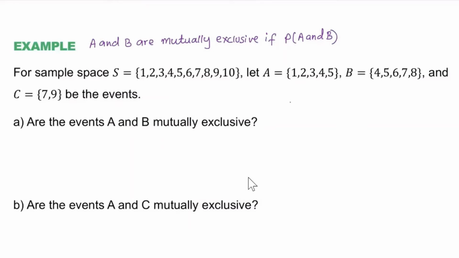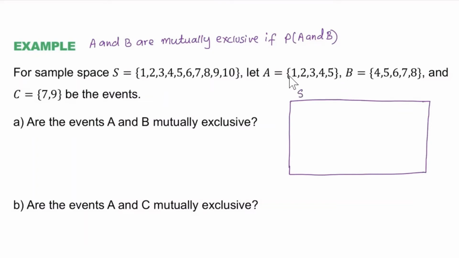So in the Venn diagram, normally what we do is, we represent the sample space with a rectangle. We draw a rectangle and we represent the sample space. This is your S, the sample space. Now there are three events, A, B, C. Your A is 1, 2, 3, 4, 5. So suppose this is your event A.